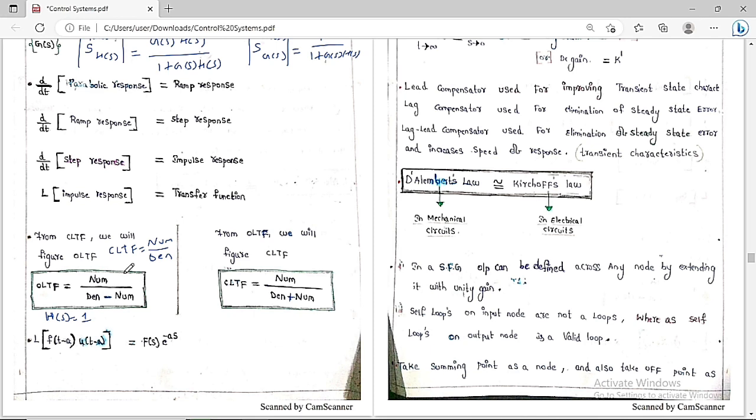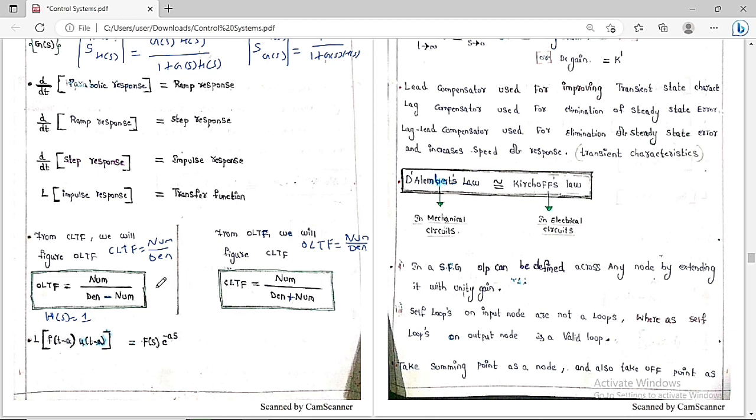So from the open loop transfer function, we can figure out the closed loop transfer function. Suppose they are given the open loop transfer function as numerator by denominator, then how to figure out the closed loop transfer function? It is equal to numerator by denominator plus numerator. So this one you always have to keep in mind.